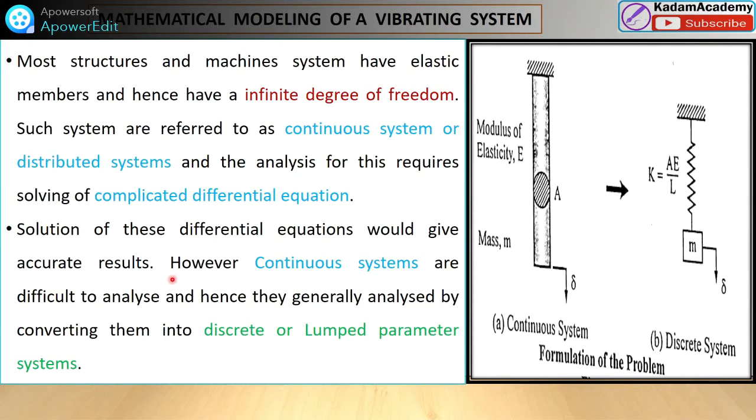This continuous system means what? The infinite degree of freedom. Okay. This is one part of that system. This part is converted into a simple discrete lump parameter, we can say the discrete system. This continuous system has multiple degrees, but here only 1 degree of freedom. That is the conversion of this mathematical model. While converting this, it is useful. So this step is very important.